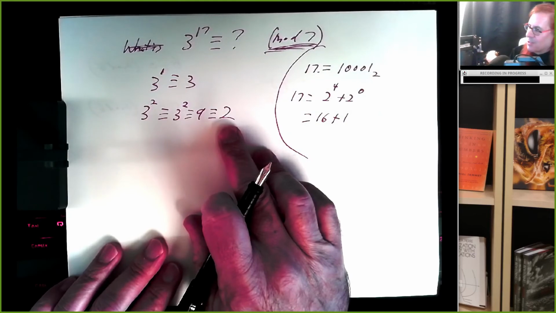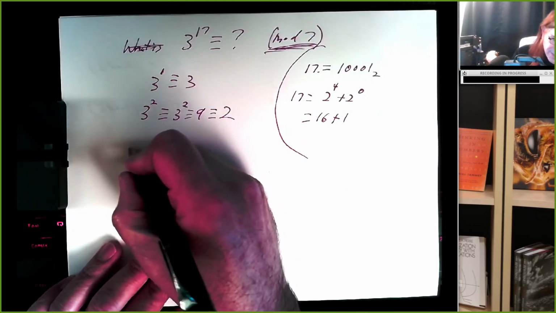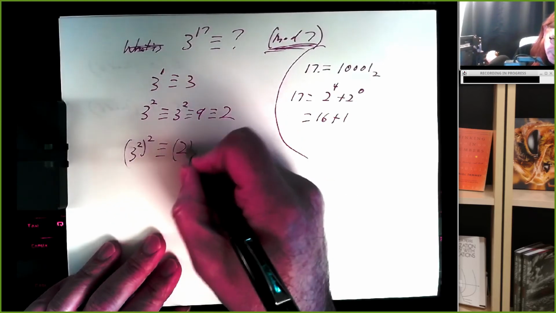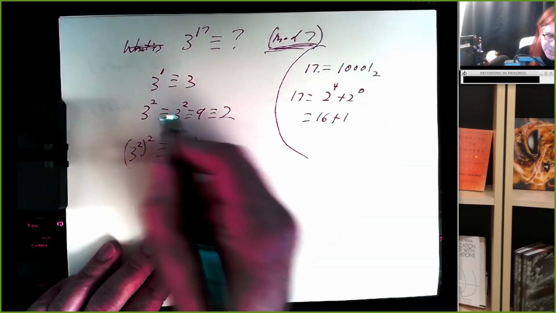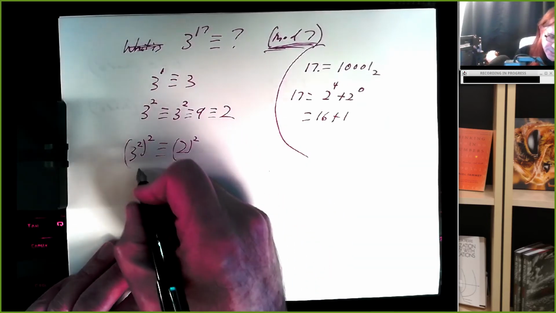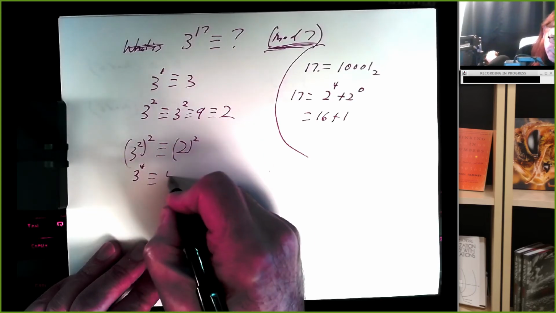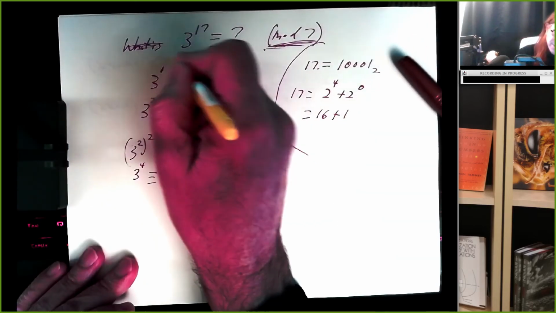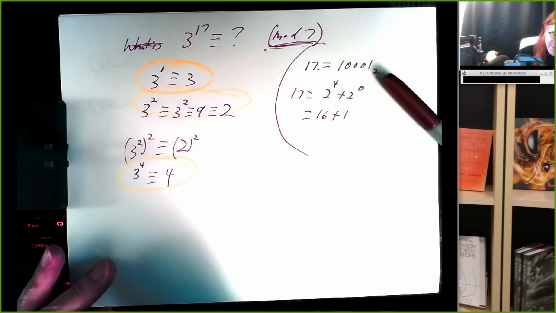Do I want to do this another 15 times? No. So I'm going to square both sides. 3 squared squared will be congruent to 2 squared. Square this side, square that side. Well, what is 3 squared squared? That's 3 to the 4th. What is 2 squared? That's 4. Alright, so I know what 3 to the 1st is, I know what 3 to the 2nd is, and I know what 3 to the 4th is.